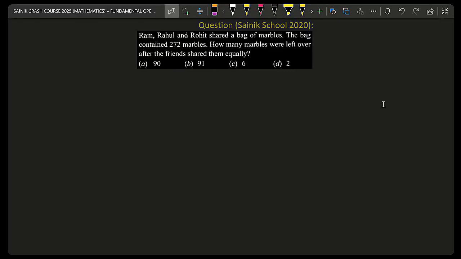Ram, Rahul and Rohit shared a bag of marbles. The bag contained 272 marbles. How many marbles were left over after the friends shared them equally? Okay, you understood the question, Vamshika? Yes, sir. Okay, can you explain again? There are three friends who are sharing the marbles. How many marbles are there? Sir, 272. Are they sharing equally?